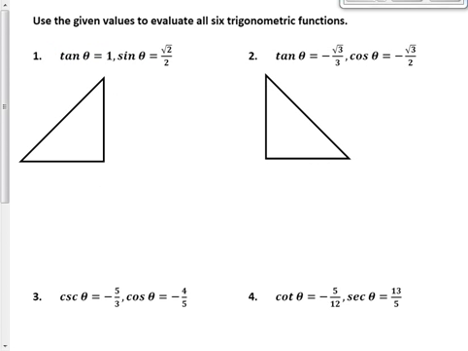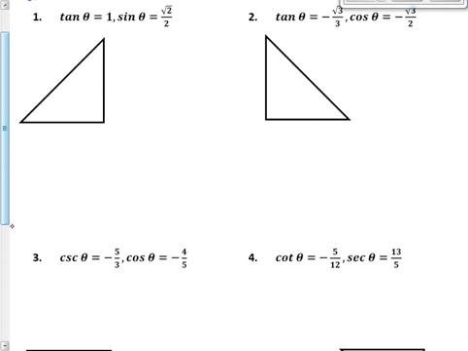We're going to start 2.1a with evaluating all 6 trig functions. We are looking in these right triangles still, so nothing's different about this. It's also similar to something that we had done in section 1.2, where we were naming all 6 trig functions.